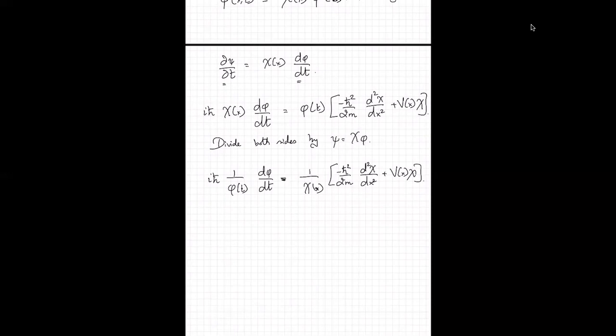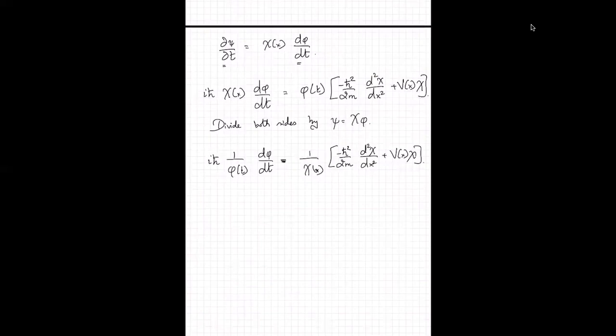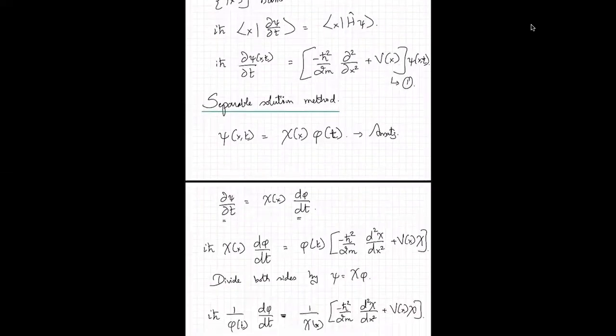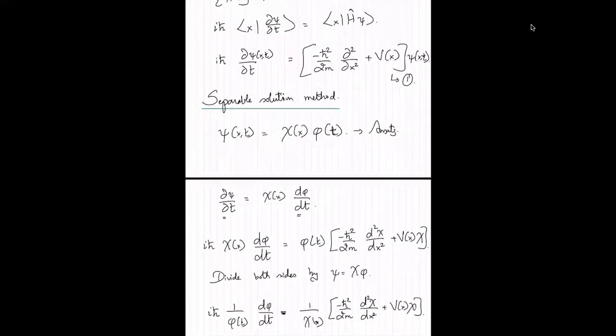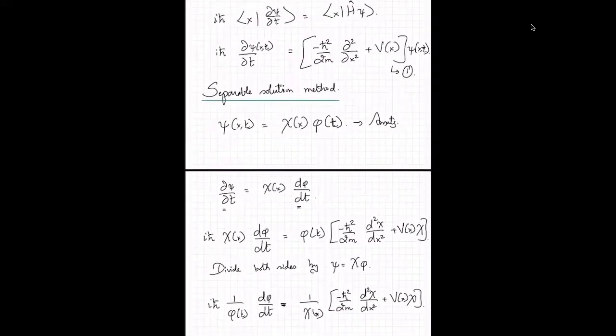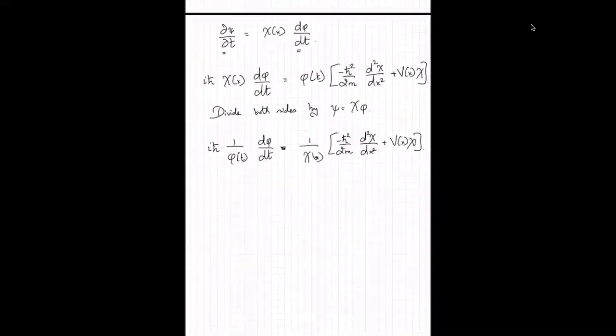So the only possible way in which this equation can be true for all possible x and all possible t is if they are both just a constant. The left-hand side is a constant, the right-hand side is also a constant, and they are both equal to the same constant because they both have to be equal to each other. So this very simple ansatz of the separable solution method has actually decoupled a second-order differential equation that is a function of two variables into two equations.